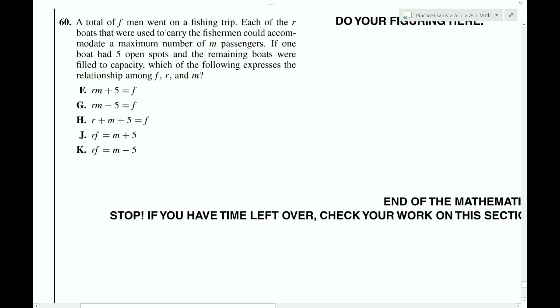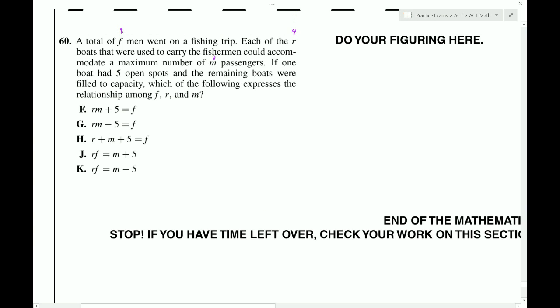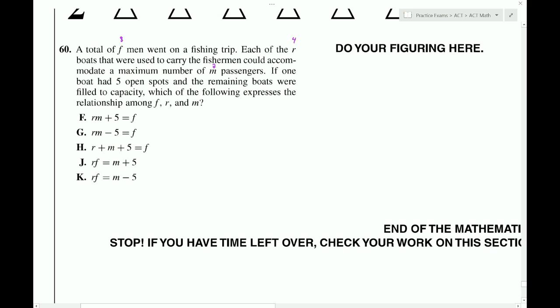A total of F men went on a fishing trip. Okay, so right away with these we usually will plug in numbers, right? So let's say we had a total of 8 men go on a fishing trip. Each of the R boats that were used to carry the fishermen, so let's say there were 4 boats, could accommodate a maximum number of, let's say, 2 passengers. If one boat had 5 open spots, oh, I see. So yeah, we have to actually pick special numbers here. So it might be a little more difficult than it was seeming at first glance.